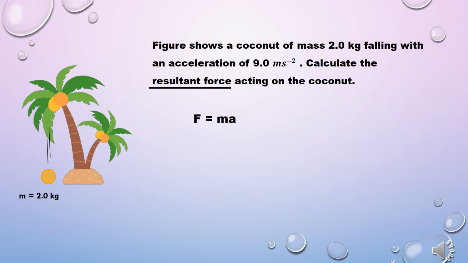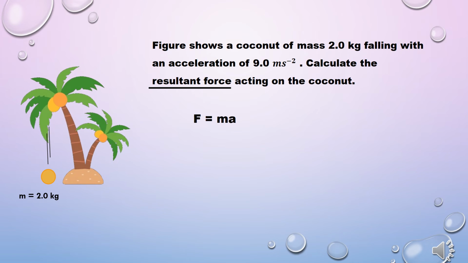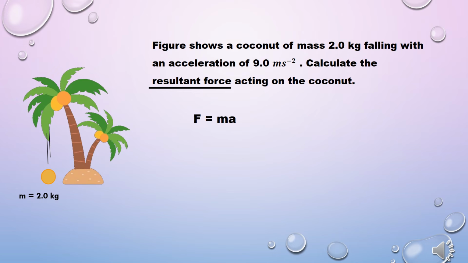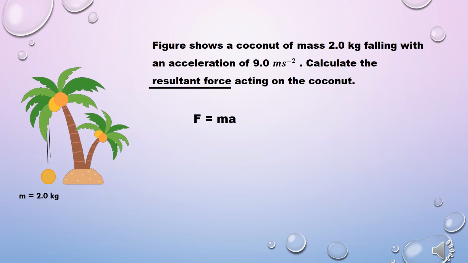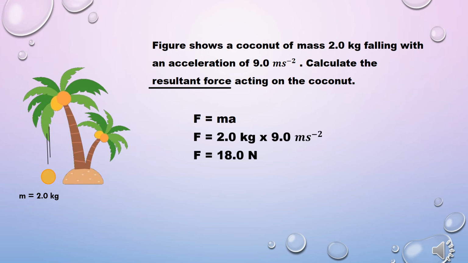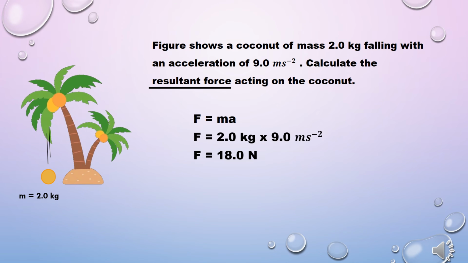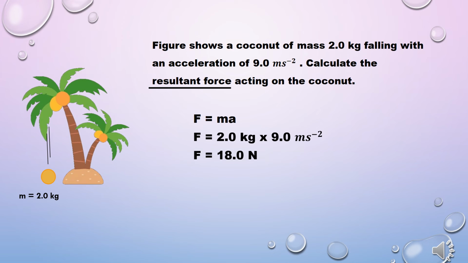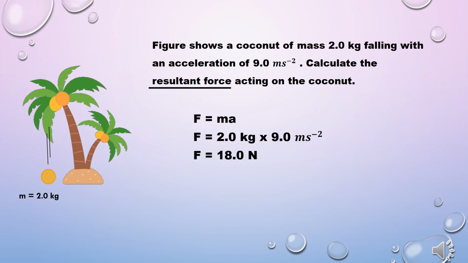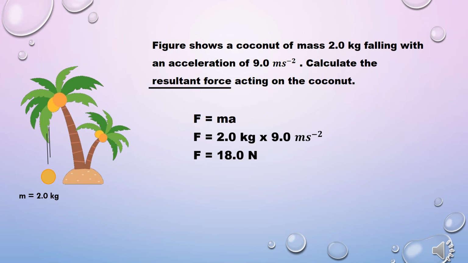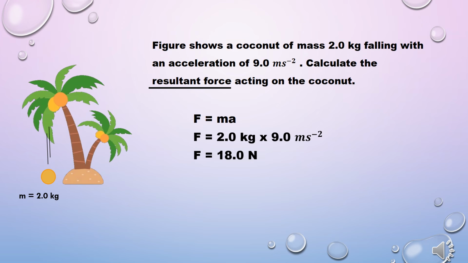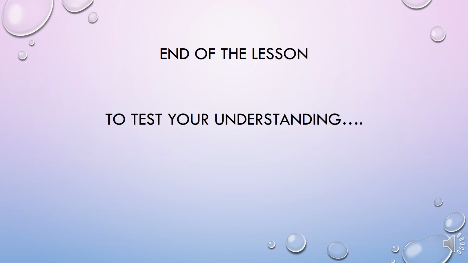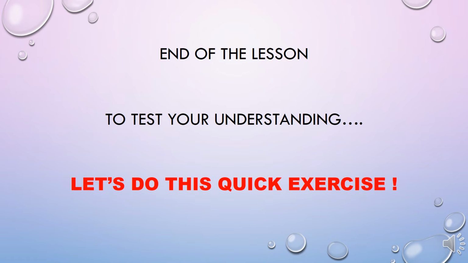The image shows a coconut of mass 2 kg falling with an acceleration of 9 meters per second square. Calculate the resultant force acting on the coconut. Answer the question by using F equal to ma, where mass is 2 kg and acceleration is 9 meters per second square, and you will get the answer force equal to 18 Newton. Easy, right? So, to test your understanding, let's do this quick exercise.